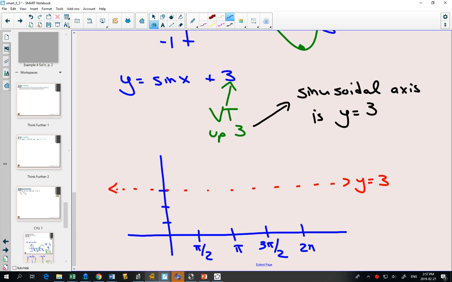And this is where the fact that our a value is a 1 is going to be different than other examples we've done. Our a value is 1 means our amplitude is 1. The definition of amplitude was the distance from the center line to the maximum and the center line to the minimum. So if my center line is at 3, does it make sense that my maximum is going to be 4 and my minimum is going to be 2? That would keep an amplitude of 1.